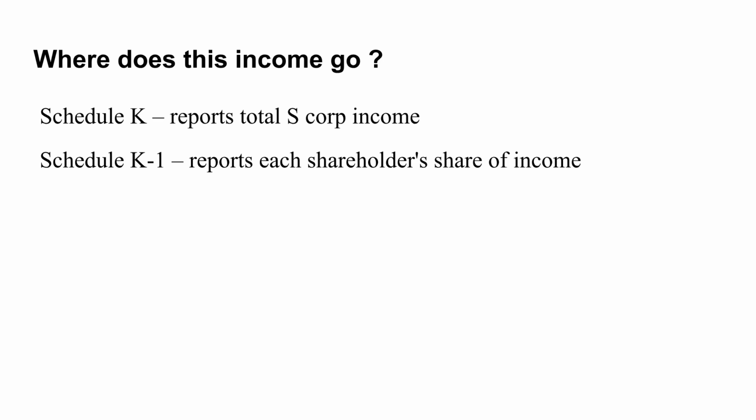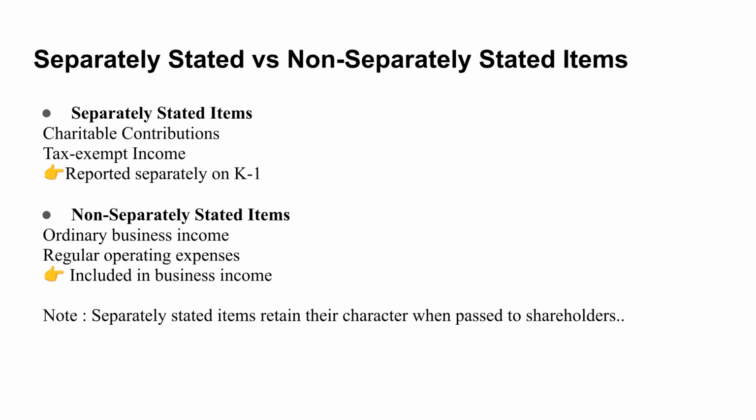This income is reported on Form 1120-S and then allocated to shareholders through Schedule K1 based on ownership percentage. Some items are reported separately because they may affect the shareholders differently. These are called separately stated items, such as charitable contributions and tax-exempt income. These items retain their character when passed through to shareholders. These items are separated because each shareholder may treat them differently on their individual tax return.